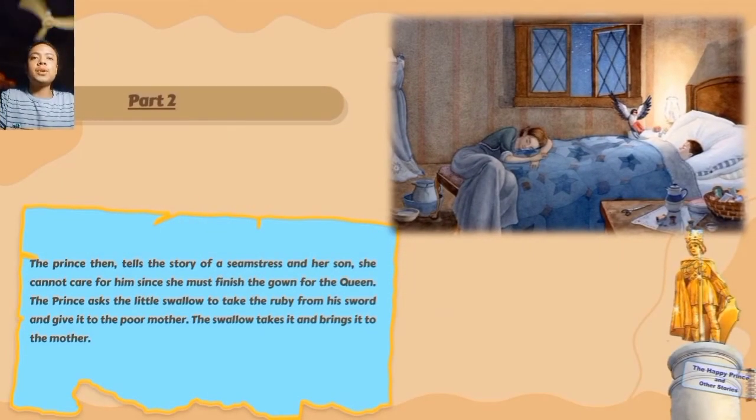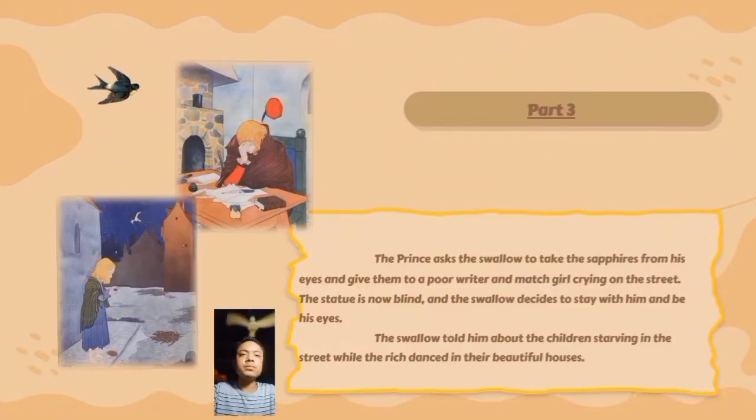The prince then told the story of a seamstress and her son. She cannot care for him since she must make the gown for the queen. The prince asked the swallow to take the ruby from his sword and give it to the poor mother. The swallow took it and brought it to the mother. The prince asked the swallow to take the sapphires from his eyes to give to the poor writer and the match girl crying on the street. The statue is now blind, and the swallow decided to stay with him and be his eyes.